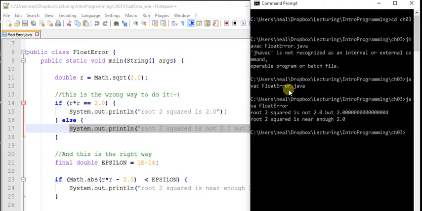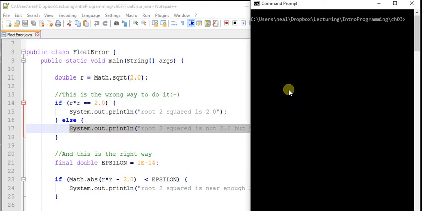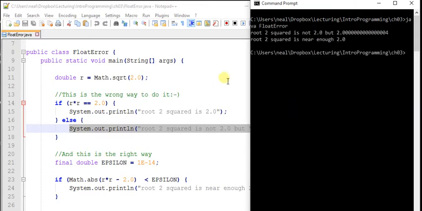However, go over here and look at what happens when this program is run. I'm just going to run it again, and we can see it says here root 2 squared is not 2 but 2.0000 all the way up to 4. This is a result of the errors creeping in because of the approximation.